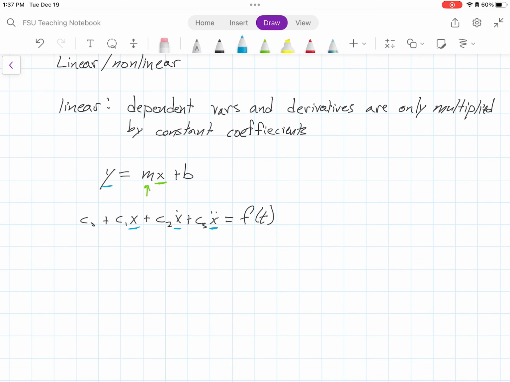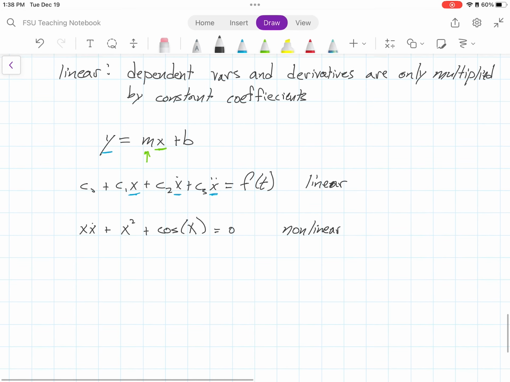A nonlinear equation is going to be anything else. If you start to see any sorts of terms like x times x dot, or x squared, or cosine of x, all of these are nonlinear terms and they make the entire equation nonlinear. So I'll say this one is linear and this one is nonlinear.